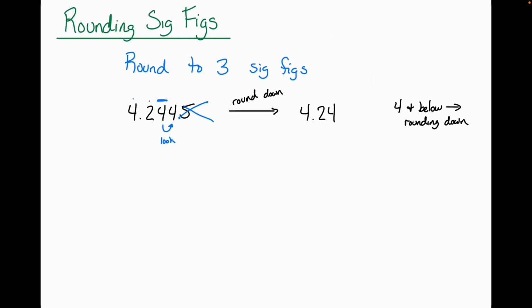Let's do another one here. 678.533. Again, we're going to round to 3 sig figs here. So I'm going to start counting from the leftmost sig fig. 1, 2, 3. So this is where I'm rounding to here. I'm going to look right next door. In this case, it's a 5. 5 and above, we round up.